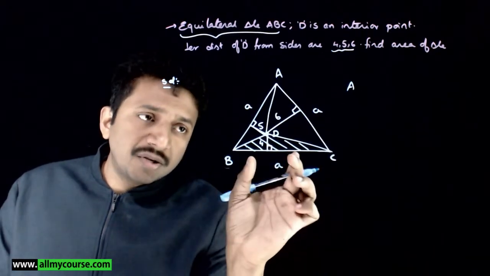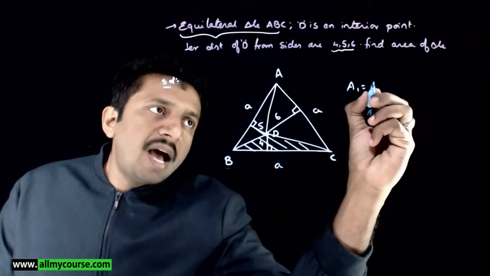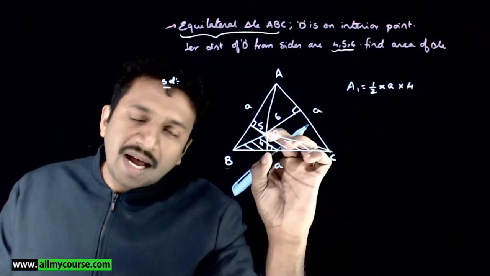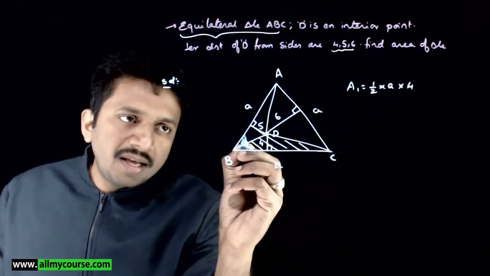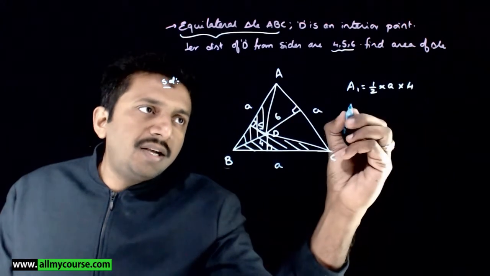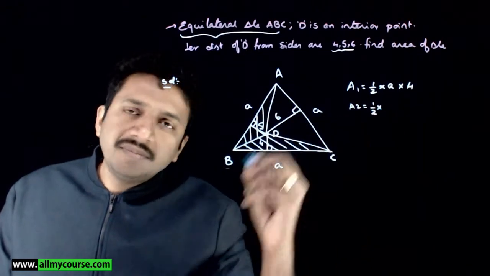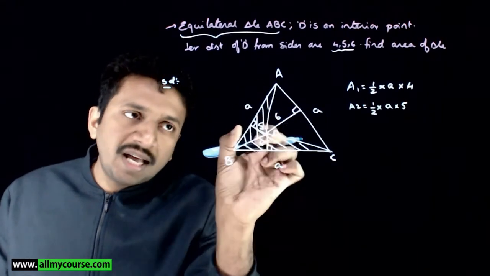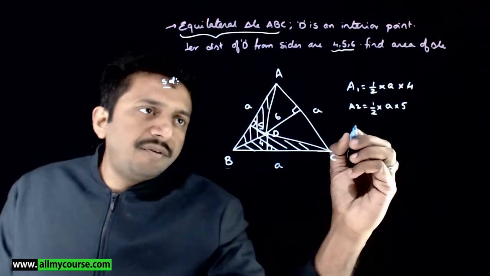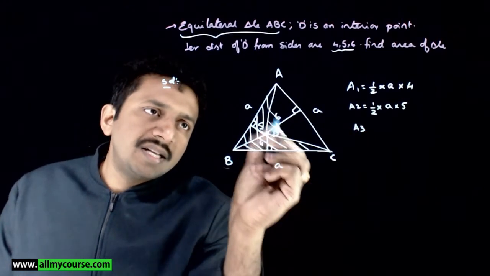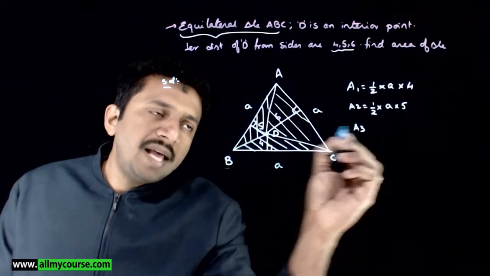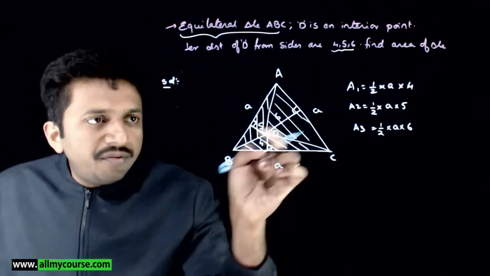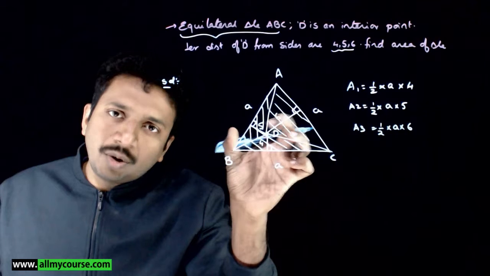So A1 is equal to half into base a into this 4, which becomes the height of this triangle, right? And if you take this next triangle, A2 should be equal to half times a times 5. And let us consider this area as A3. So A3 will be equal to half times a times 6. Now if you add all these areas, you should get the total area.